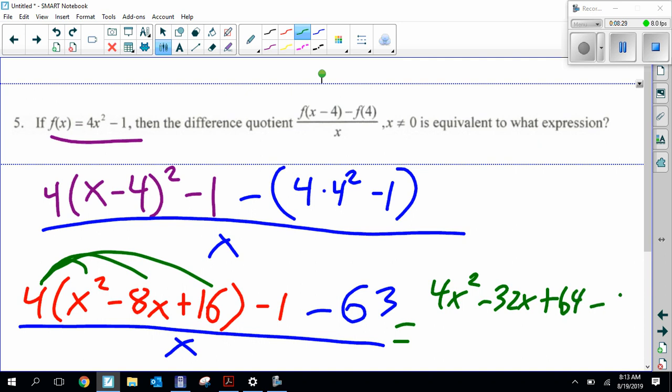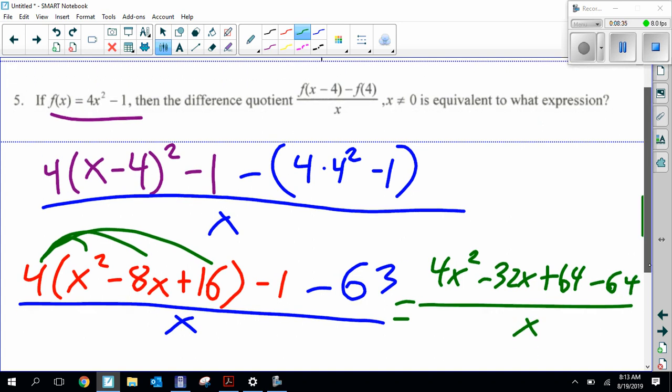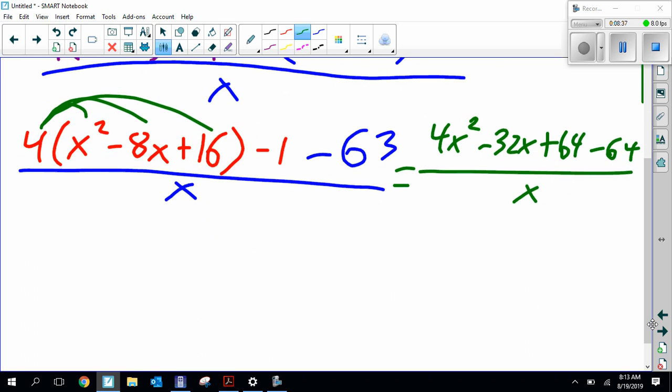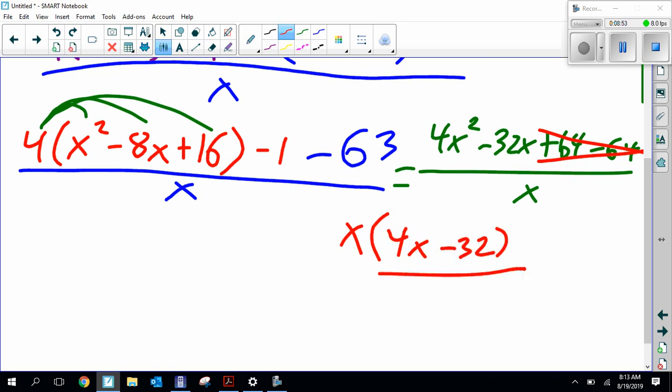That's minus 64. Plus 64 and minus 64, those cancel out. And we're left with two terms that both have x in the numerator, so factor out the x so that we can cancel. Don't worry about taking anything else out because we just want to cancel the x's.